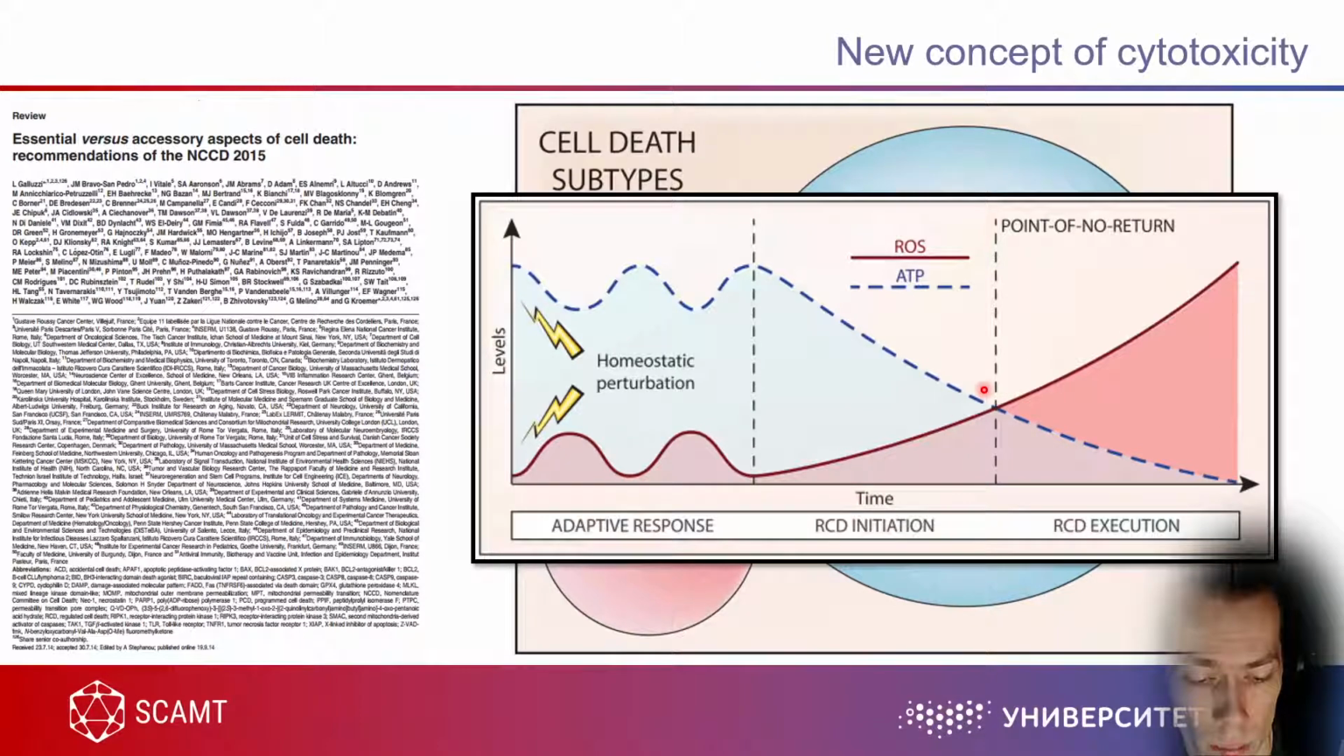There's also some point here. It's called a point of no return, and after this point of no return, it's execution of regulated cell death. So before this point, cell death and the different processes of cell death can be of necrosis or apoptosis behavior.